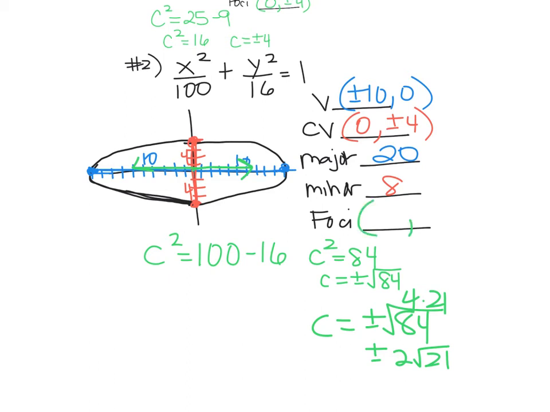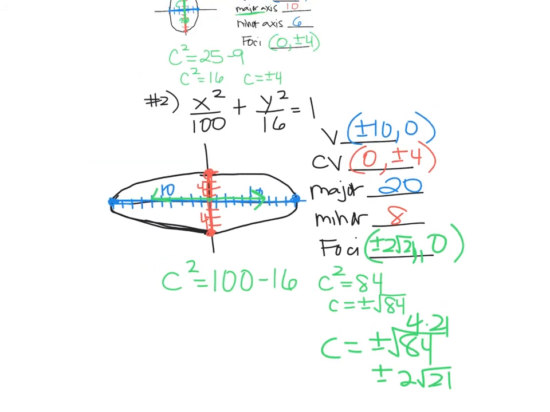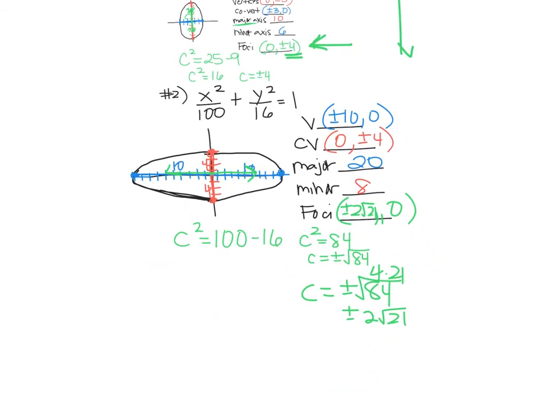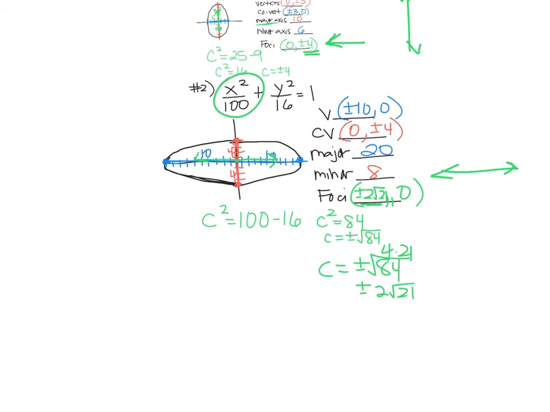We have to list the foci as points. They need an x, and they also need a y. My last problem, you see the foci went in the y spot because it was longer going up and down. My foci here goes in the x coordinate spot because it's longer side to side. The foci will always be on the longer axis, and the longer axis is going to be x because it's the bigger number here.